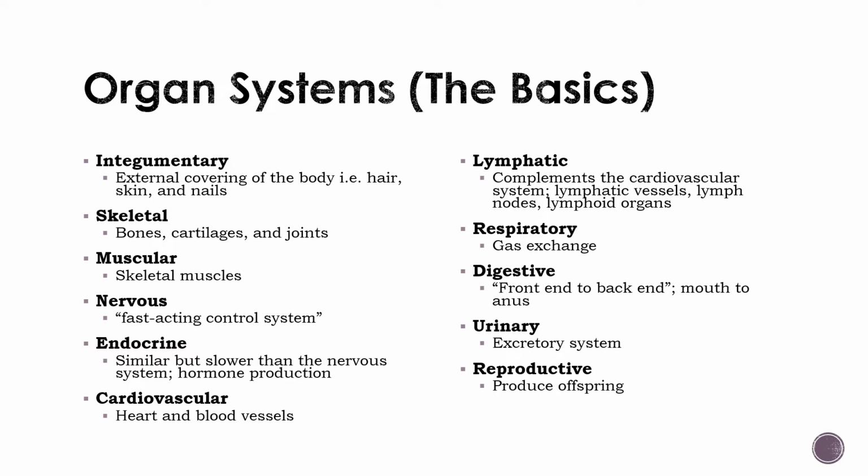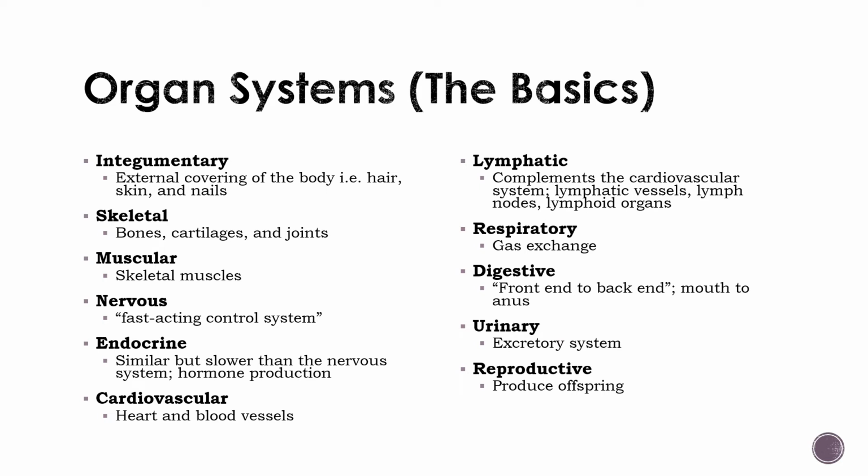Your endocrine system. So similar to this nervous system, but slower, and it works to regulate your body via hormone production. So hormones travel to distant target organs. This will include the pituitary, the thyroid, parathyroid, adrenals, thymus, pancreas, pineal, ovaries, and testes. This system is unique in that it is not physically connected as the rest of the systems are, but that it is connected by its function and hormone production and regulation.